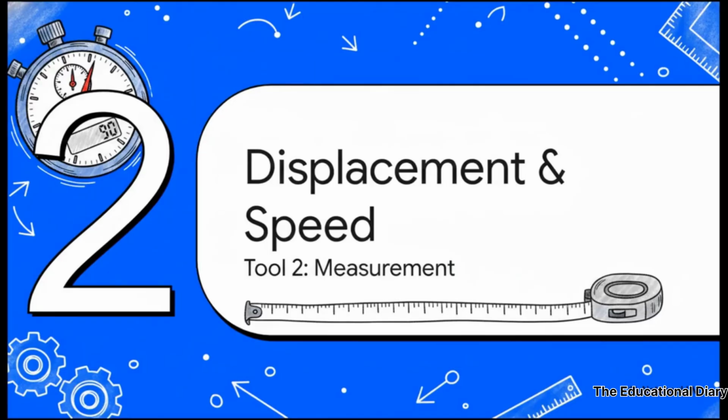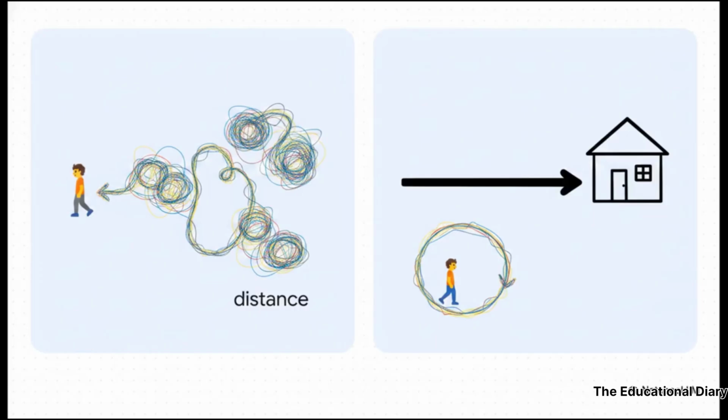Okay, so once we've observed the motion, we have to measure it. Moving on to tool 2, measurement, displacement, velocity, and speed. Now, this is where a lot of people trip up. Please don't confuse distance with displacement. Distance is the actual winding path you take. It's like wandering around the neighborhood with your friends before finally heading home. It's a scalar, meaning it only has magnitude, and it is always positive. Displacement, on the other hand, is the shortest straight line path from your starting point directly to your ending point. It has a specific direction, which makes it a vector.